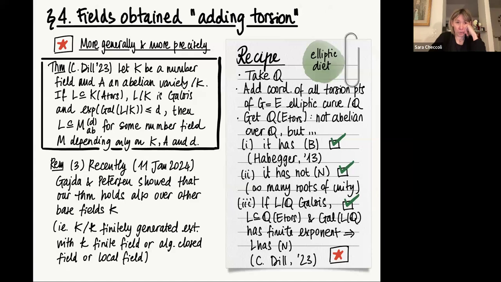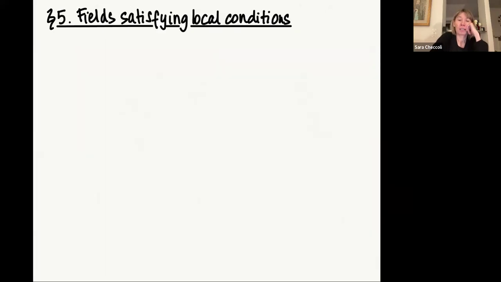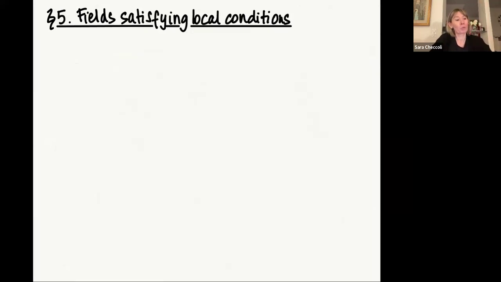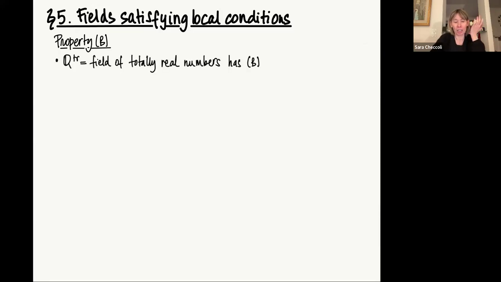Okay. So this was what I wanted to say for fields obtained by adding some torsion. Now I would like to discuss a bit what is known about fields that satisfy some local conditions. Let me start with property B, for which more is known. So property B, we already saw one of these fields satisfy some local condition.